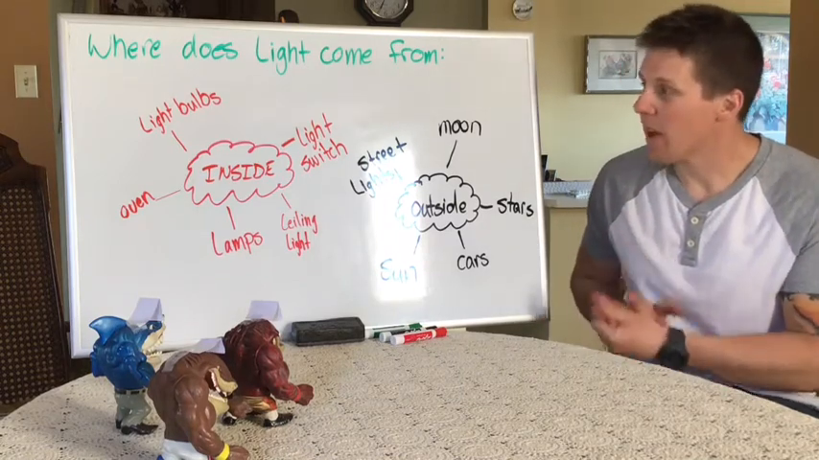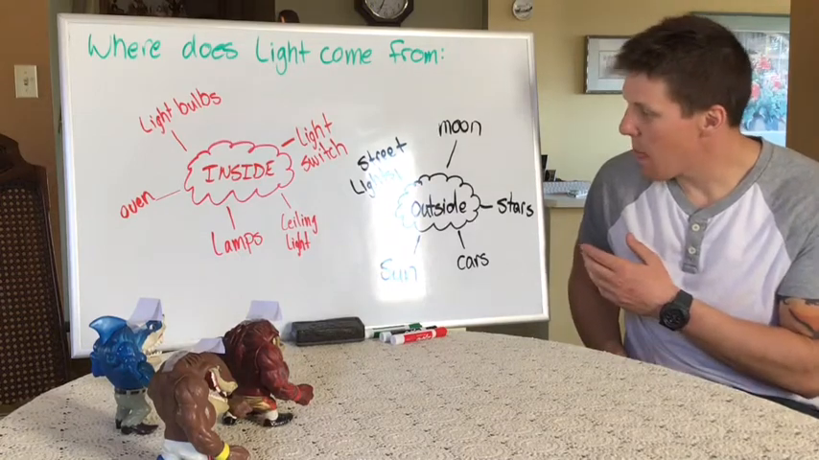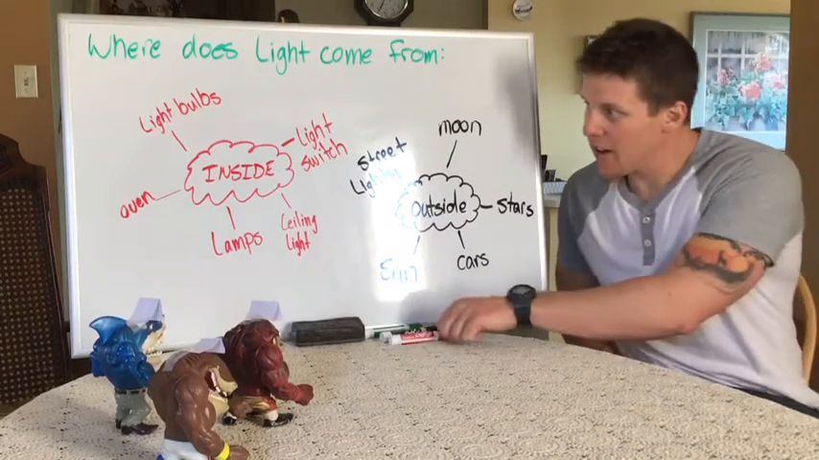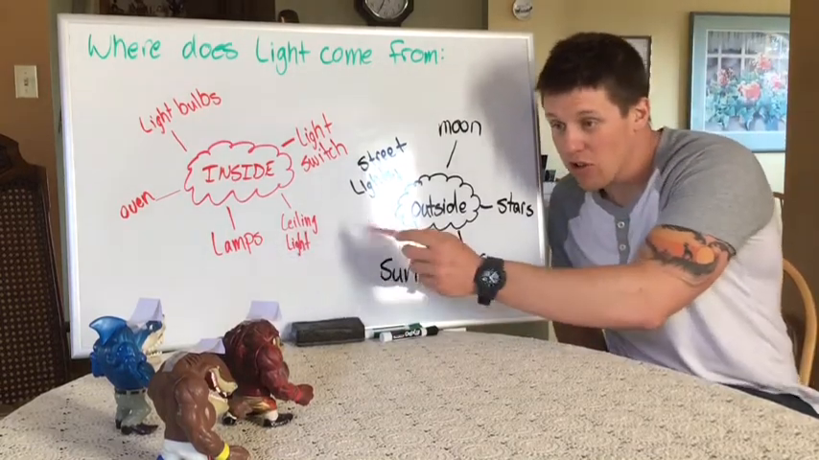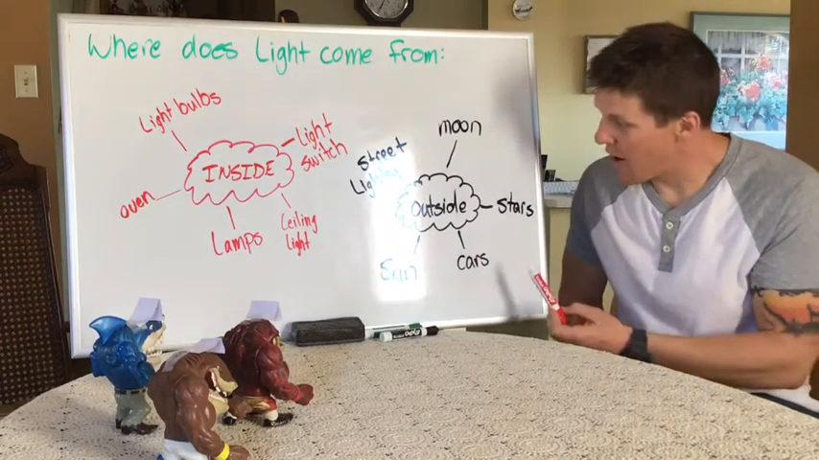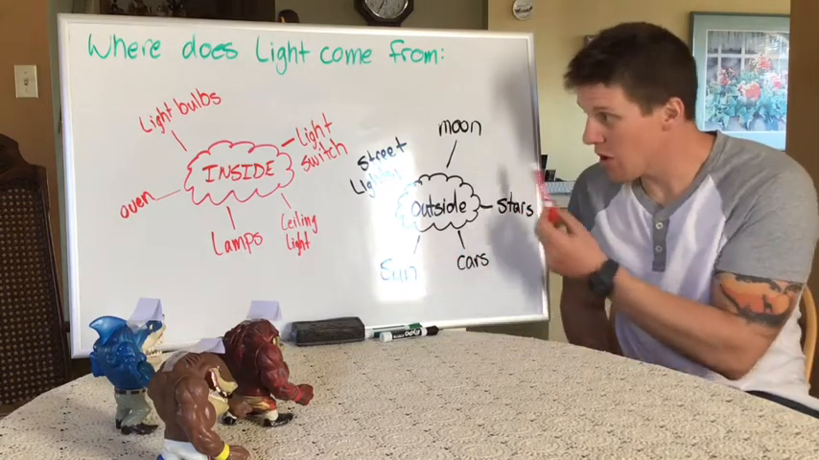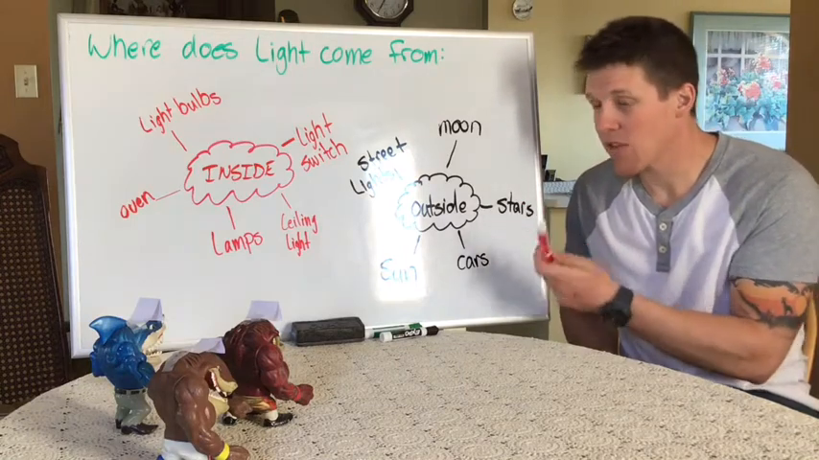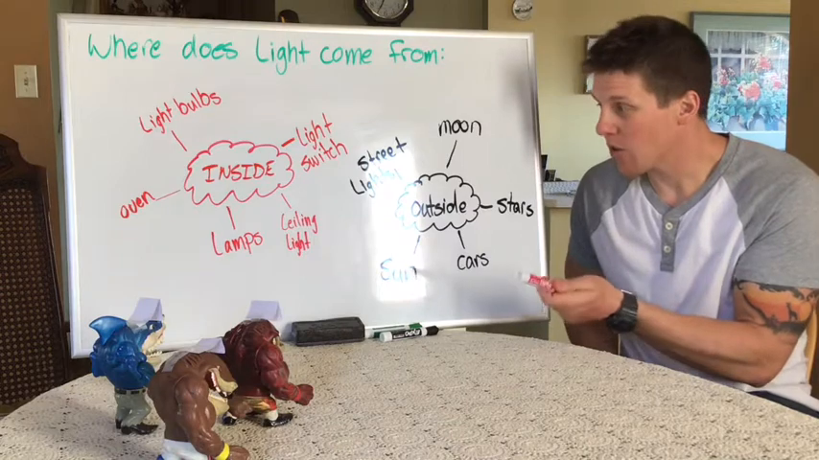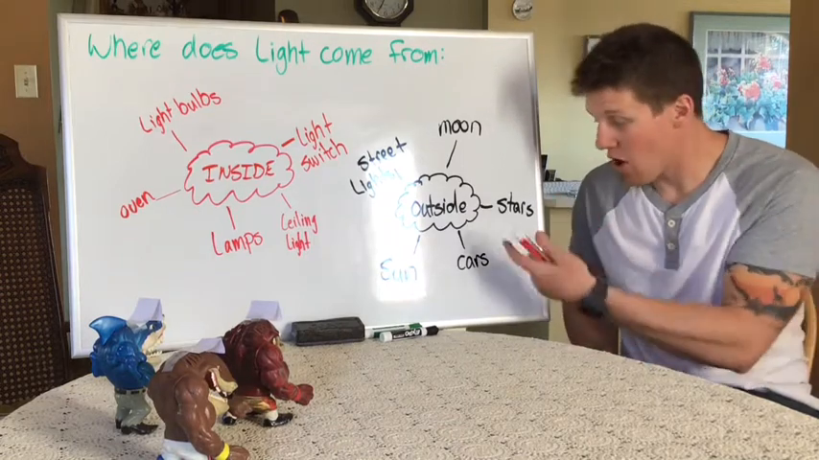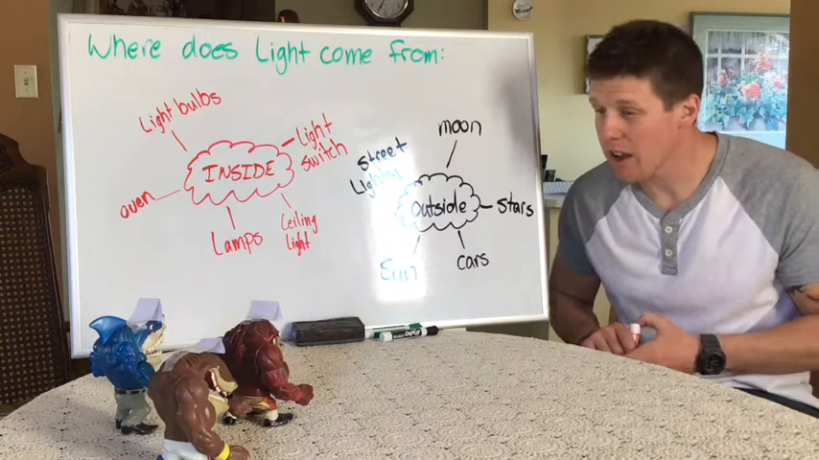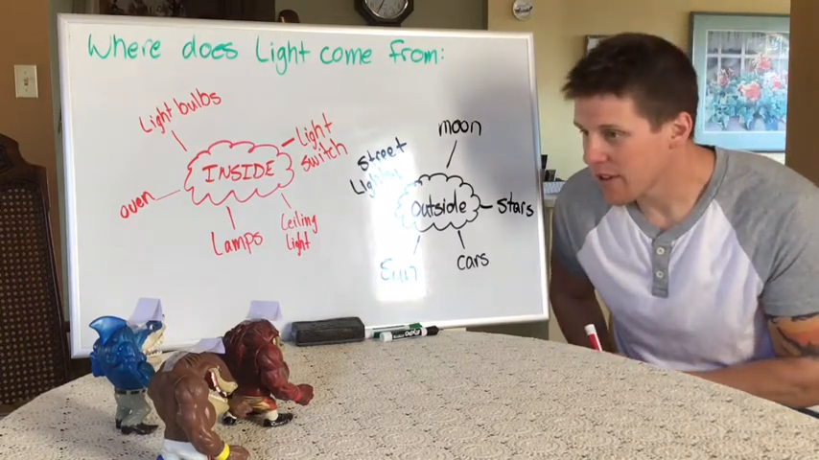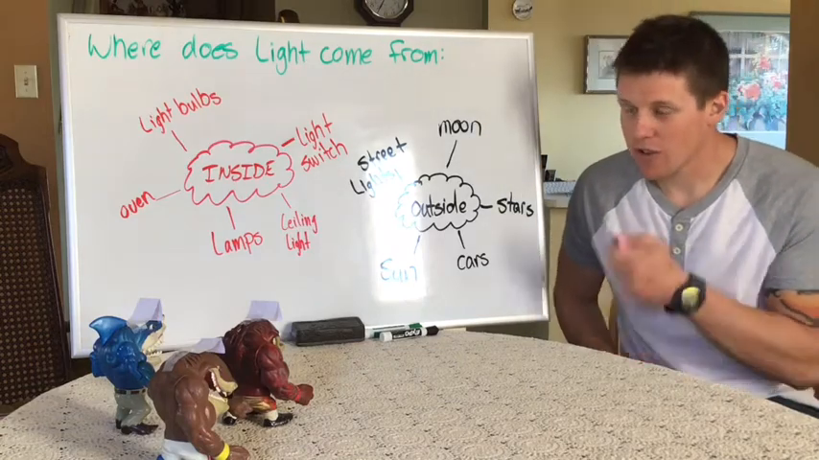All right, now that we have an idea of some inside and outside light sources, and we know that our inside light sources are artificial sources of light, and our outside light sources, the moon, stars, sun, most of those are natural. Now we do have some artificial outside sources like our street lights, and yes, our cars do have lights, but artificial, man-made, right? Okay, now that we got that idea covered, let's go observe some light sources.